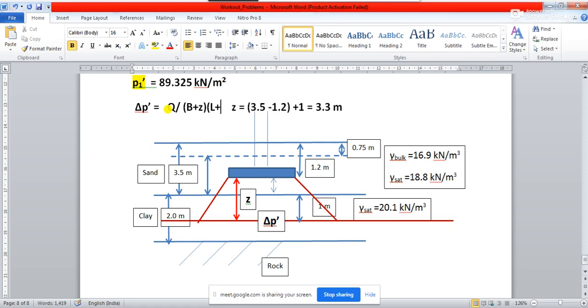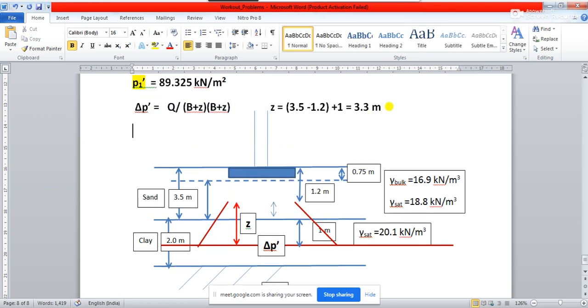B plus Z, L plus Z. In this case it is a square footing, so L will be equal to B, right? Yes, sir. So can you calculate now delta P?